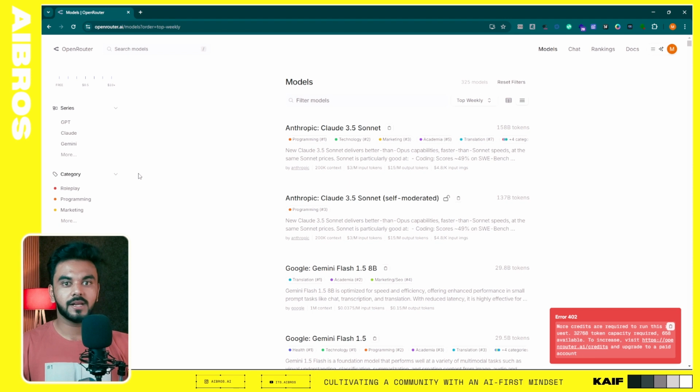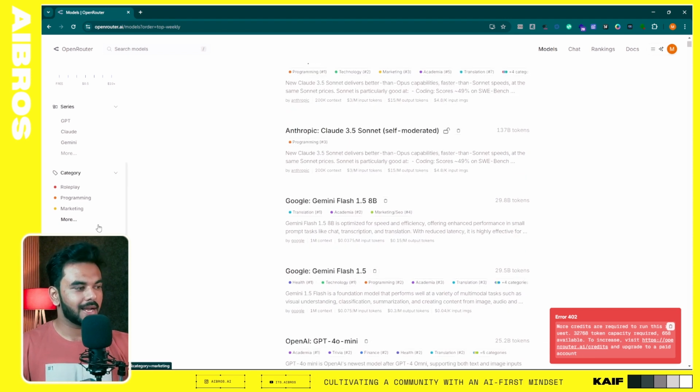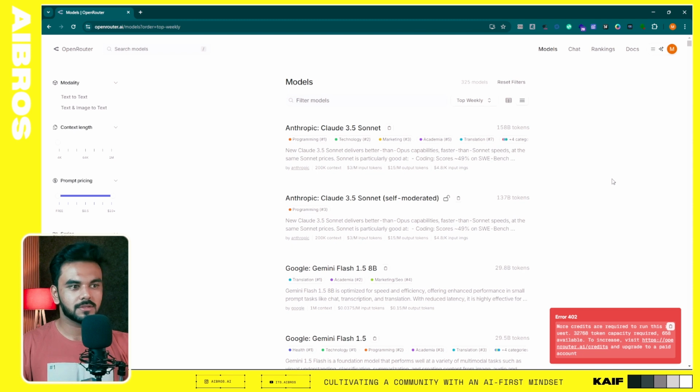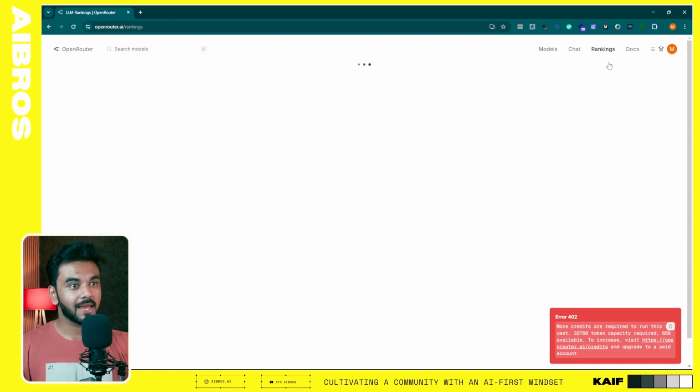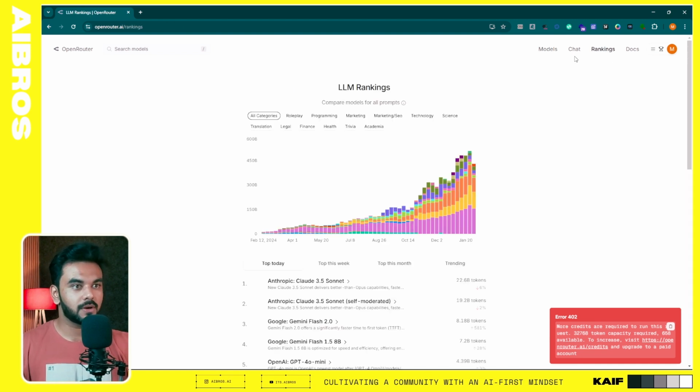Role play, what category do you need? Do you need it for programming? And many more parameters you have over here. You can just choose one of the parameters, and whatever your requirement is, you can go for that. Talking about ranking, they have a ranking tab which we already explored.